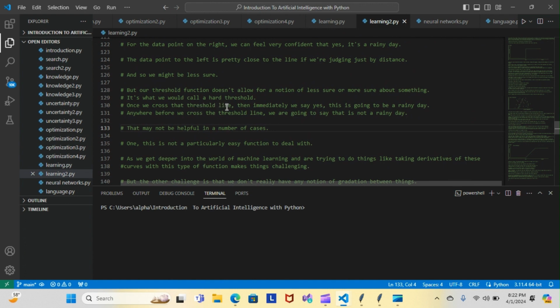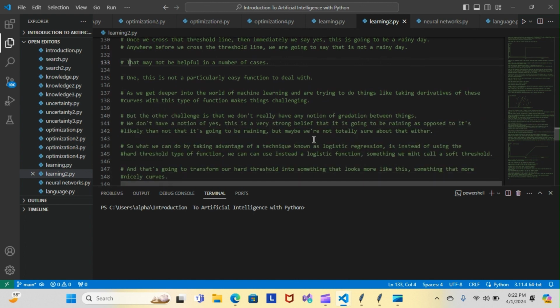Once we cross the threshold line, then immediately we say, yes, this is going to be a rainy day. Anywhere before we cross the threshold line, we are going to say that it's not a rainy day. That may not be helpful in a number of cases. One, this is not a particularly easy function to deal with. And as we get deeper into the world of machine learning and are trying to do things like taking derivatives of these curves, this type of function makes things challenging.